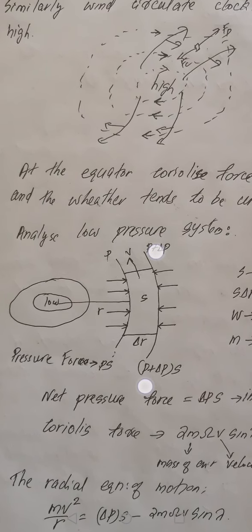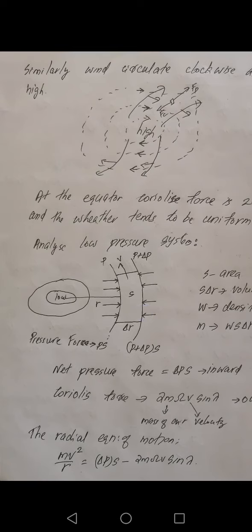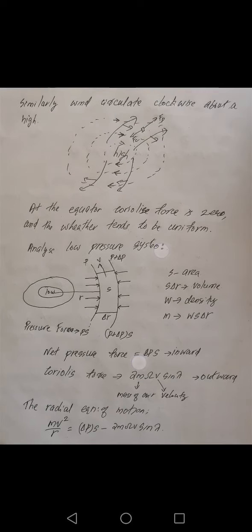Okay, so we can write the radial equation. The radial equation is given by mv square by r, that is the force. mv square by r is equal to delta p into s, which is the pressure force, that is inward, and minus 2m omega v sine lambda, that is the Coriolis force. Okay, that is the radial equation.